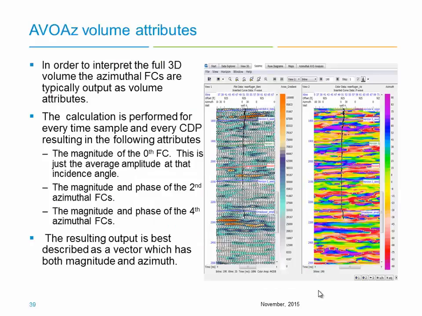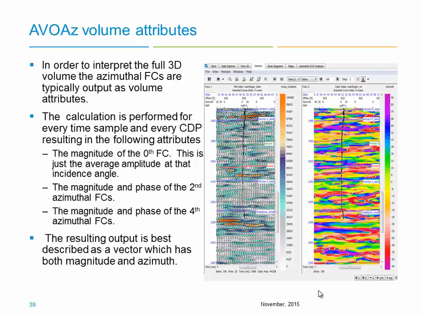Now, in the preceding slide, we were essentially getting two pieces of information, the magnitude and the phase of the sinusoid. And we were doing it for one particular event at one particular CDP. So what we can do when we create the volume attributes is calculate this for every CDP, and we'll do it for every time sample, and we'll output the magnitude for this volume and the phase for this volume here. In this particular case, we're doing it for the second Fourier coefficient, but we could also do it for the fourth coefficient, or we could do it for the DC.